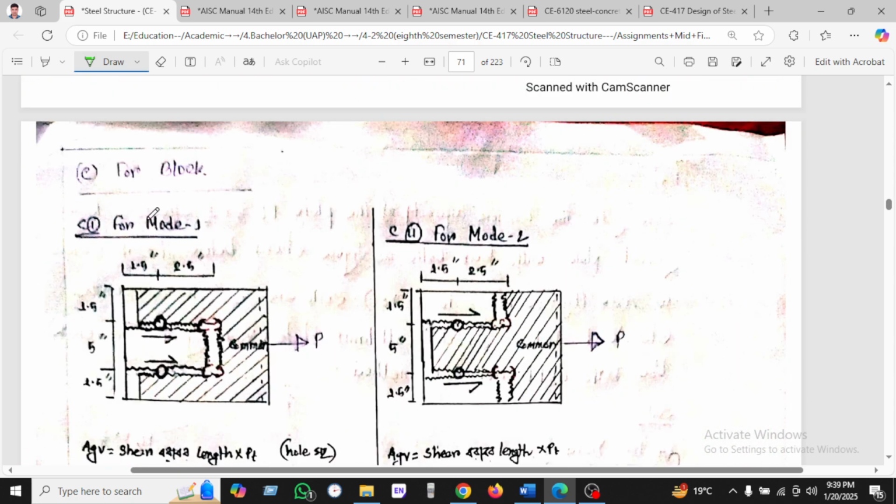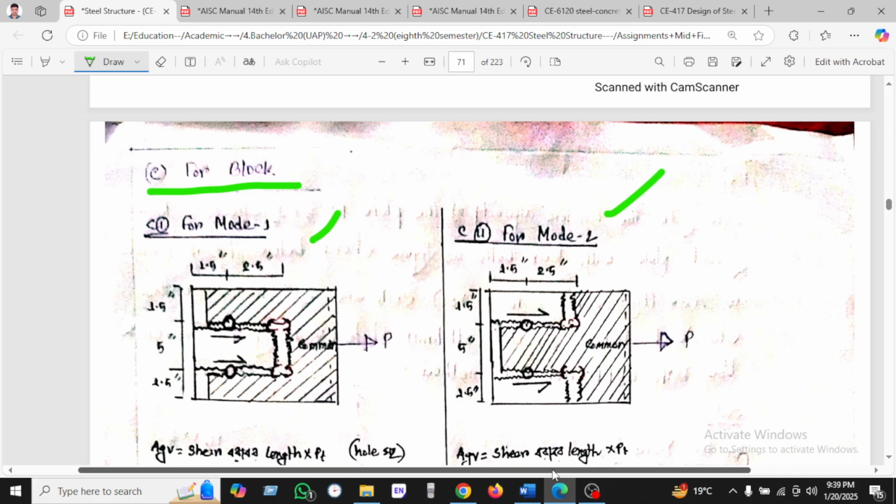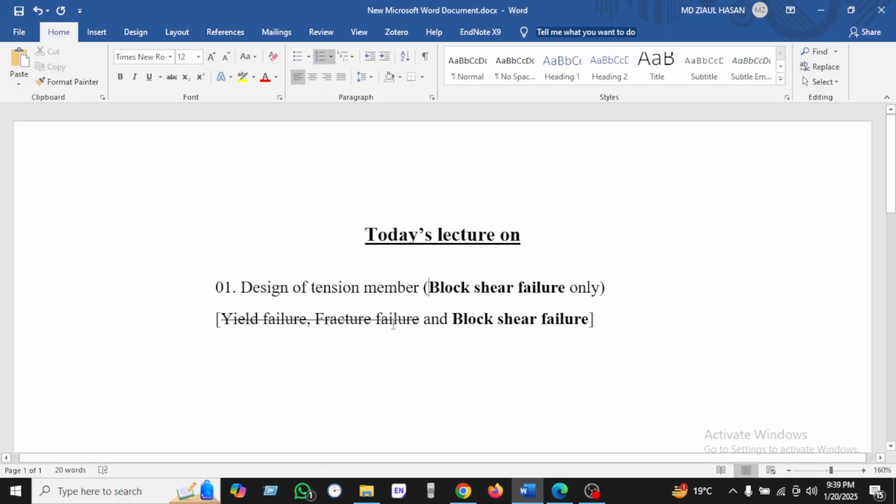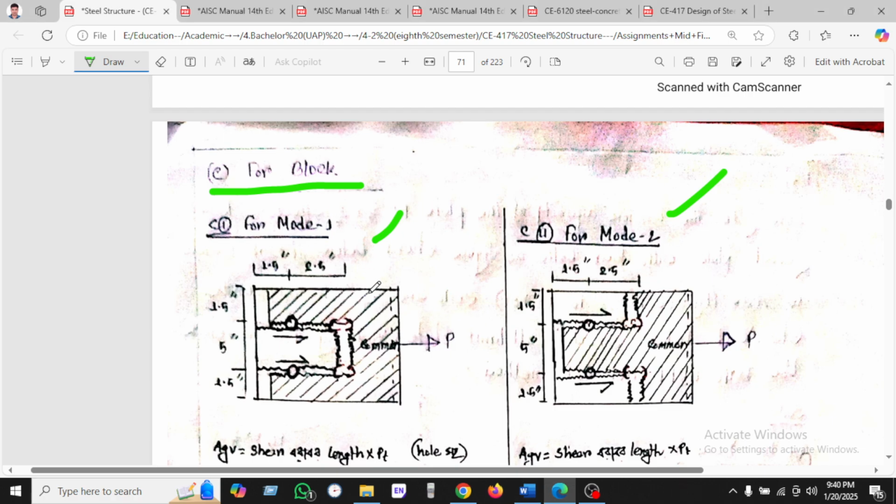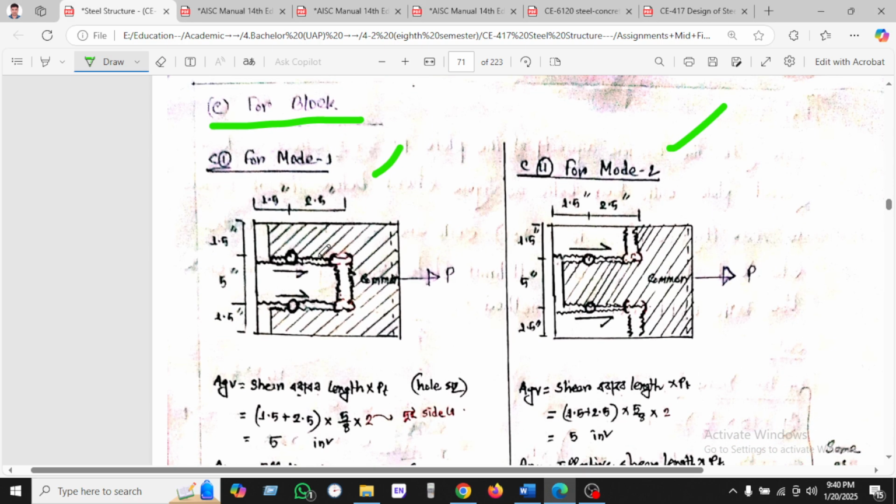Now our focus is the block shear. There are two modes, mode 1 and mode 2. In this topic I am also clarifying yield and fracture failure, so I am uncutting here. Now I am covering the block shear failure. In block shear we consider two types of failure. In mode 1 we see the shaded portion: this plate will come out, but that portion will remain the same. On the other hand, in mode 2, this portion will also come out when the tearing occurs.